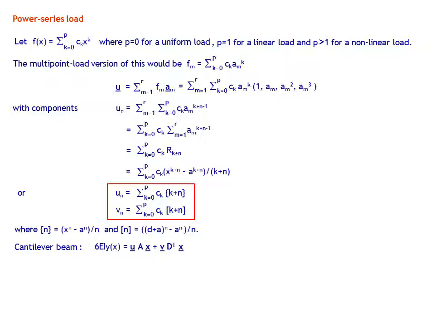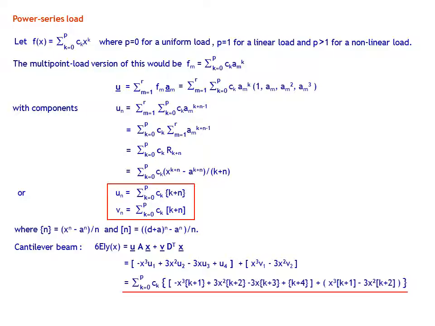For a cantilever beam, the global deflection equation is 6EI y of x is equal to uAx plus v DTx, where the uAx expansion gives minus x cubed u1 plus 3x squared u2 minus 3x u3 plus u4, and v DTx gives x cubed v1 minus 3x squared v2. When we substitute for the un and vn, we get this lengthy equation.